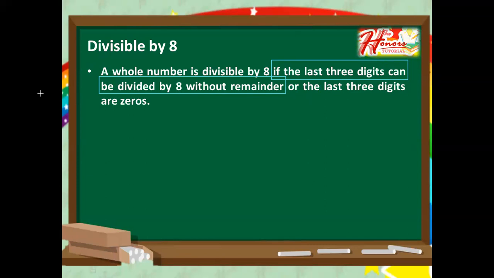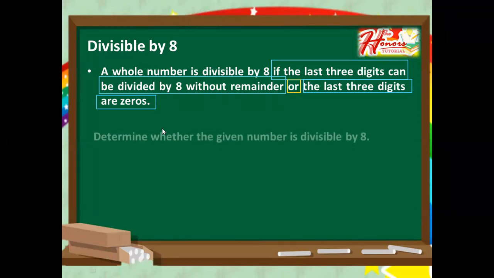And I want you to notice this one. We use the word or. So meaning you don't have to meet the two conditions, the first and the second one. It is fine to meet the first condition only, because we use the word or. So the next condition is that the last three digits are zeros. Therefore, if the last three digits of the given number are 0, then automatically it is divisible by 8.